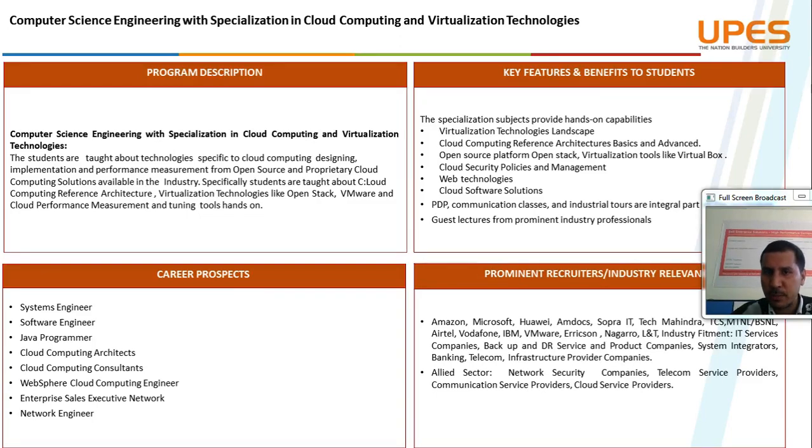The key features of this particular one are open source platforms, OpenStack, virtualization, cloud policies, web technologies, AWS, Amazon Web Services. All those things would be covered for you, right? Career prospects: you could be a cloud developer, a software engineer, a Java programmer, an architect in any company, a WebSphere cloud computing engineer, or a network engineer. So these are the potential areas where you can see your career going down the line in 4 years.